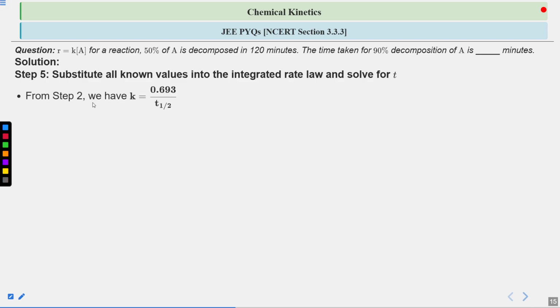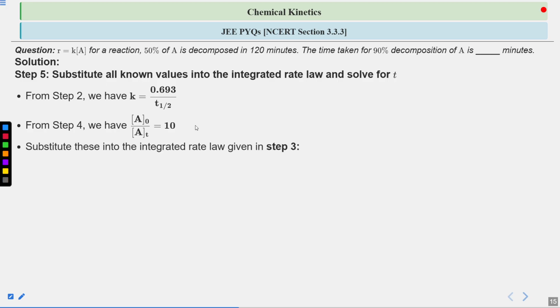From step 2, we have k, the rate constant, as 0.693 by half-life t half. From step 4, we have the A naught by A t ratio equal to 10. Substitute these into the integrated rate law, which is already given in step 3. The integrated rate law was k equals 2.303 by t log of A naught by A t, right?